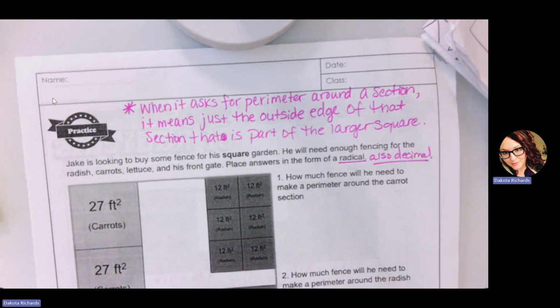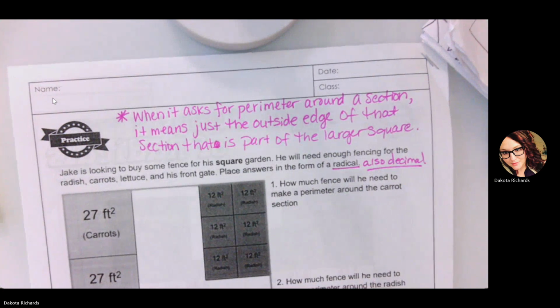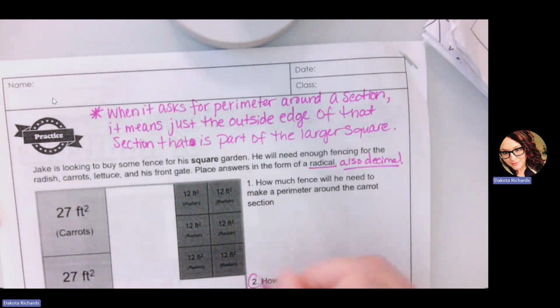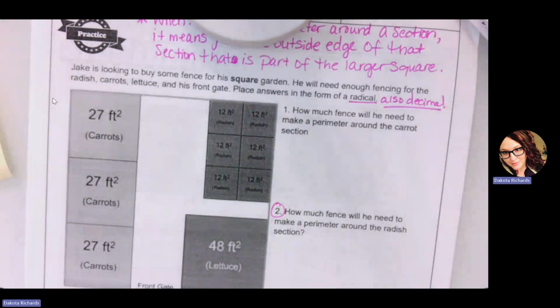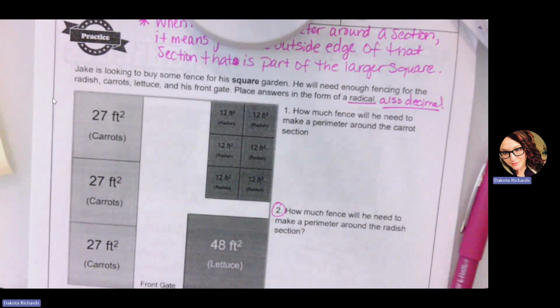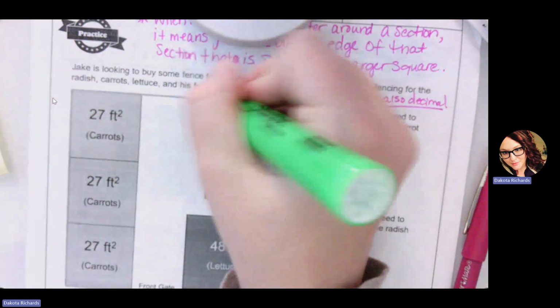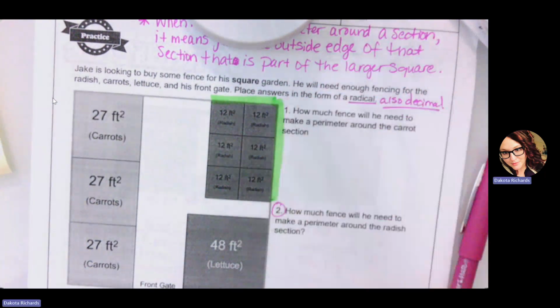So I want to do one with you. Let's do the radish one. Let's do number 2. We're going to do this one together. It says how much fence will he need to make the perimeter around the radish section? So what he's going to need for the radish section is this part and this part.